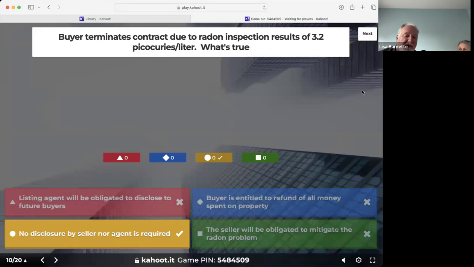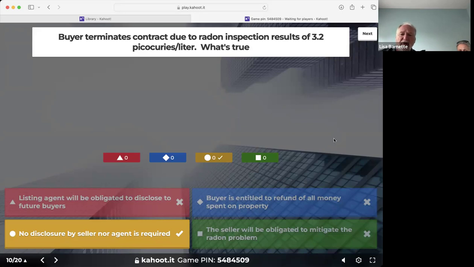Interesting thing about this one is there's no disclosure by the seller that's required. According to our contract that we use commonly in North Carolina, it establishes a line of 4.0 picocuries per liter of air as being material. So in theory, this house goes right back on the market. It does have a test of 3.2 picocuries, and the seller nor the agent would be obligated to disclose that.